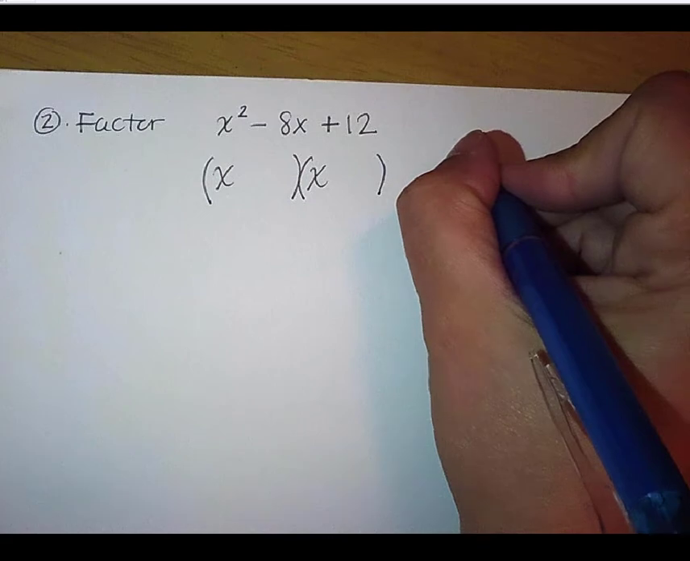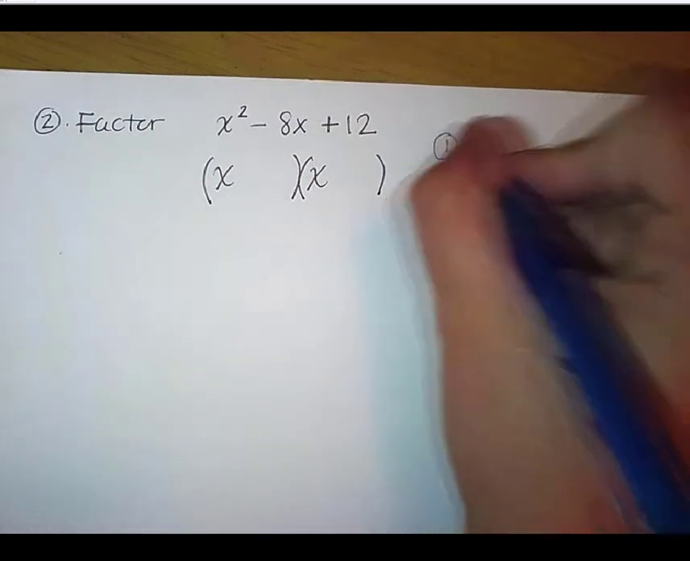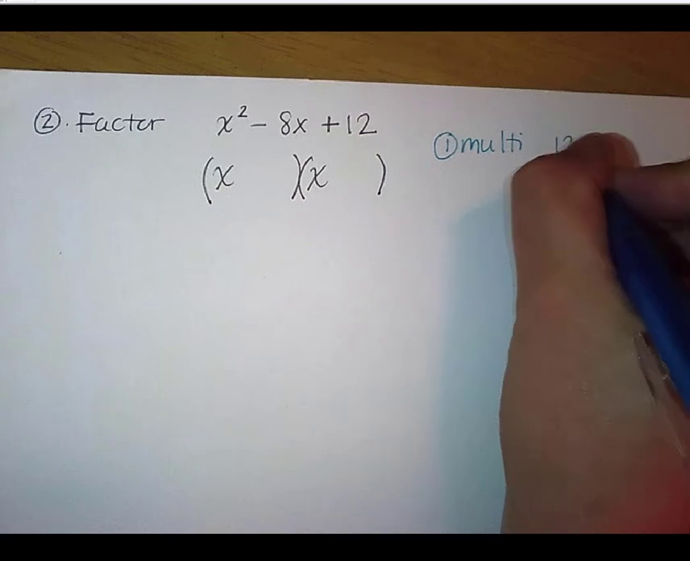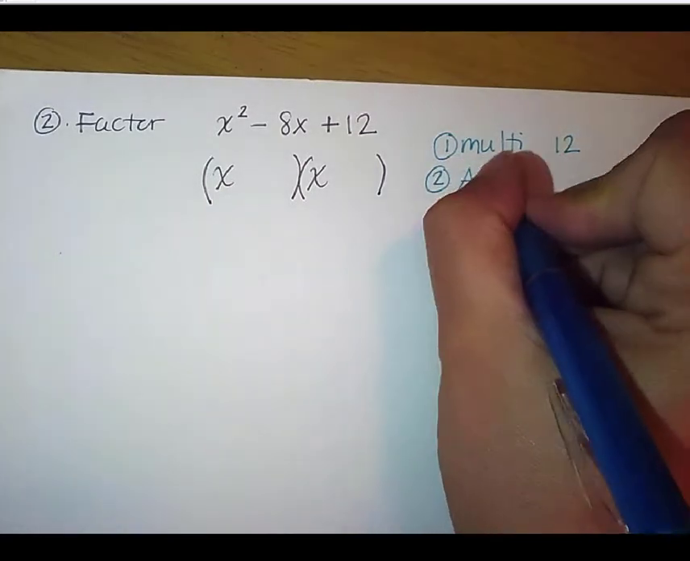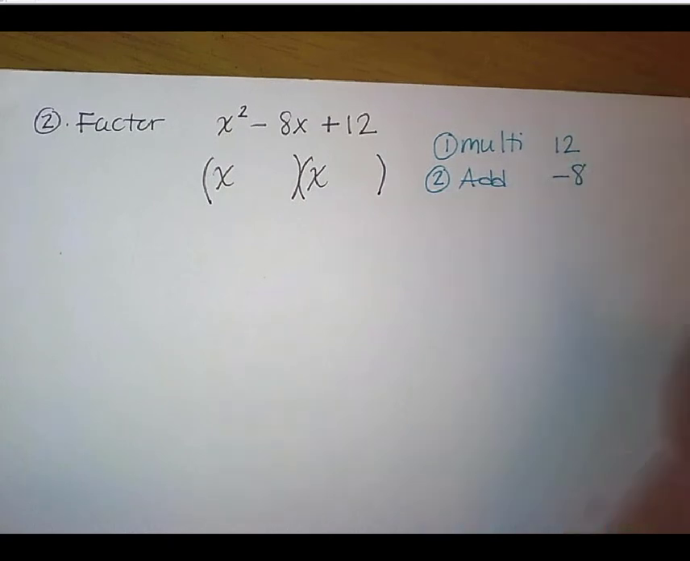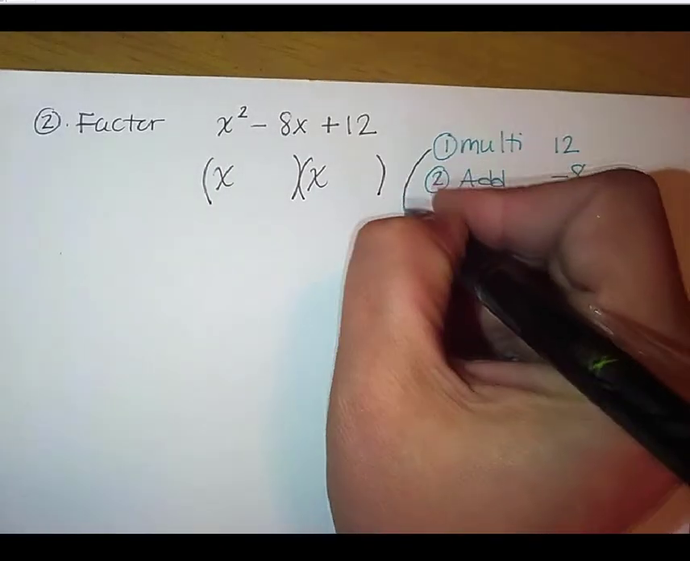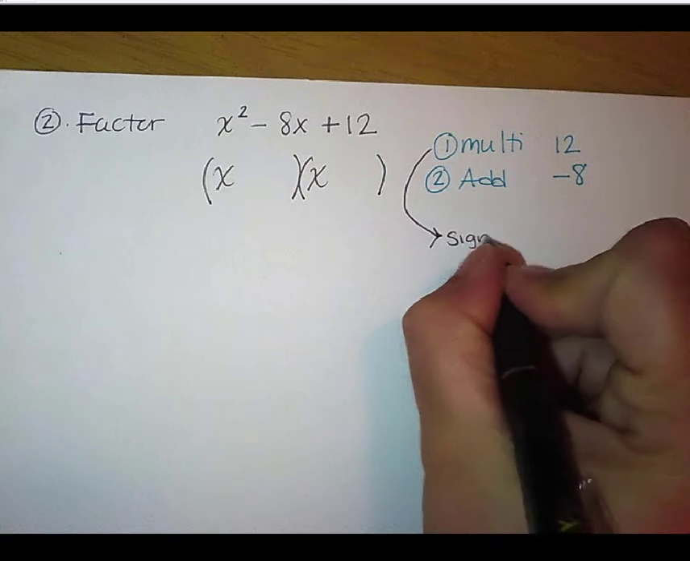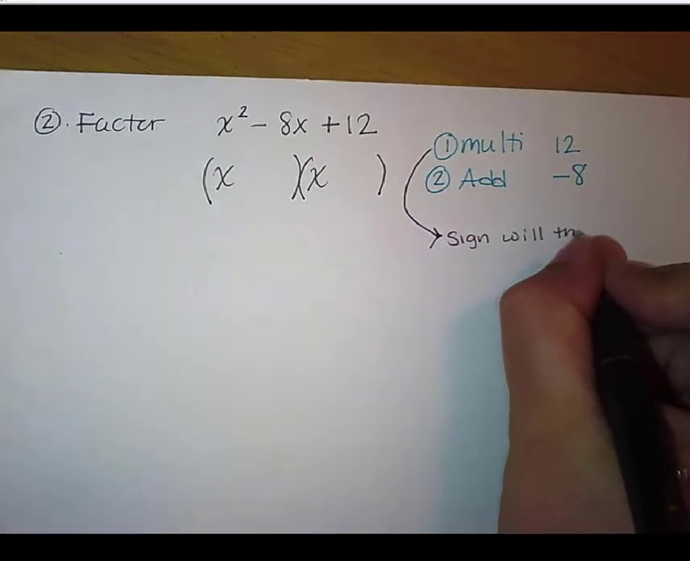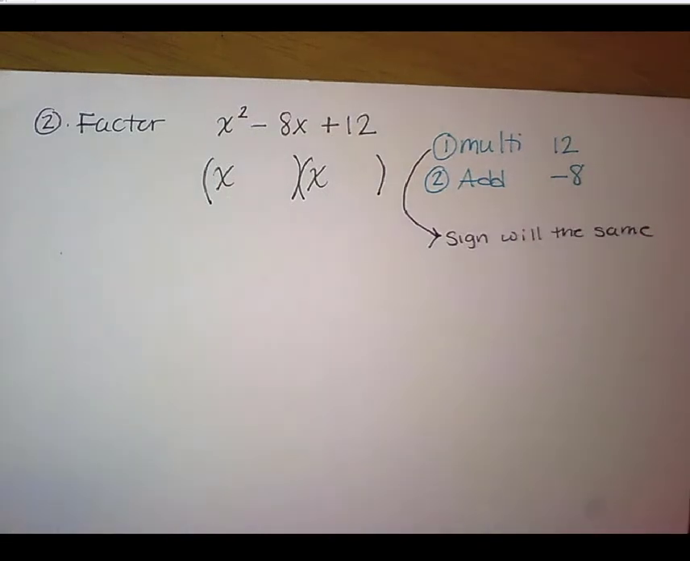So again, we want to, one, multiply to 12. And number two, this time we want to add to a negative 8. So I want you to kind of think about this, because we talked about sign laws before, and one of the things we talked about was if you had two positives, that multiplied to a positive. But it also gives you a positive if you have two negatives. So all this positive 12 is telling you is that your signs will be the same. So the signs of the two parentheses will be the same. They'll either both be positive or they're going to both be negative.